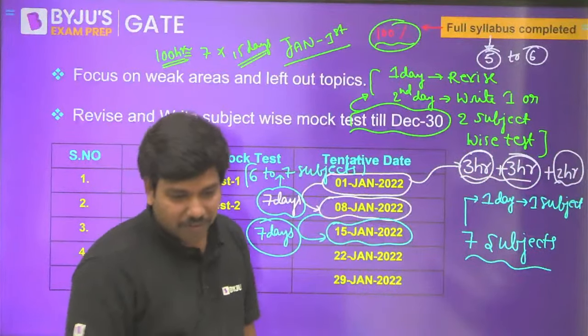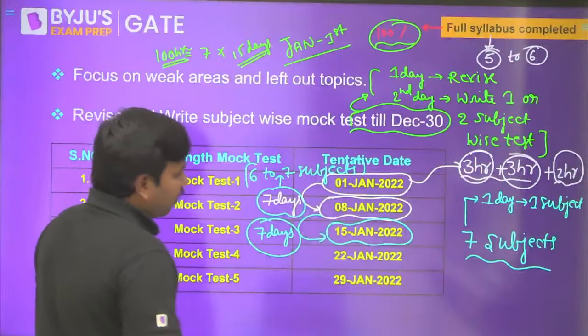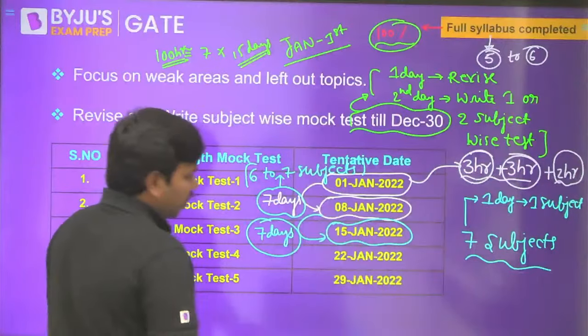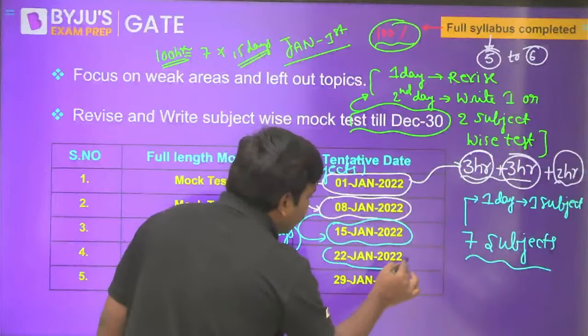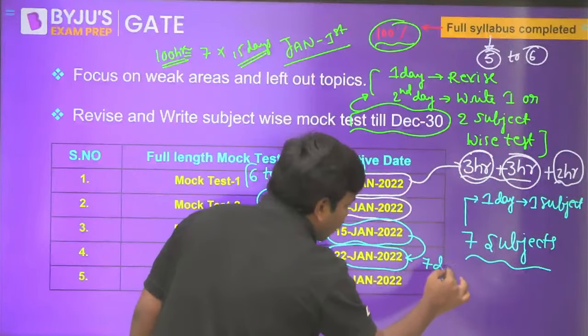So the third one is completed. Now assume that you are going to the fourth mock test. Again, between the third and fourth mock test, you will have a 7 day gap, right? So now it's up to you.